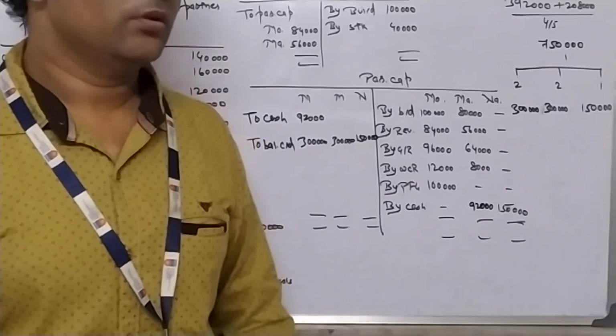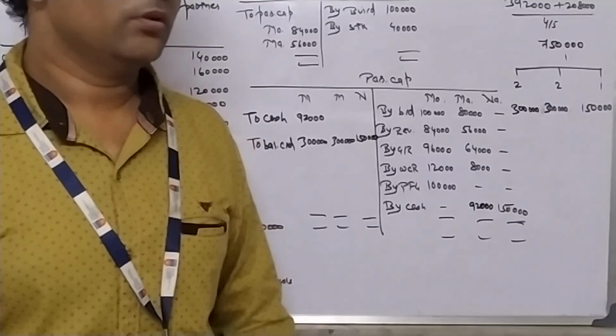I will distribute that 7,50,000 among all partners in 2:2:1. It will come to 3 lakh, 3 lakh, and 1,50,000. I will write that over here as in the balance sheet. Again, I have written the figures randomly. There will be a difference. That difference will be adjusted by cash. Here it is 1,50,000, here 0. I have written by cash 1,50,000.